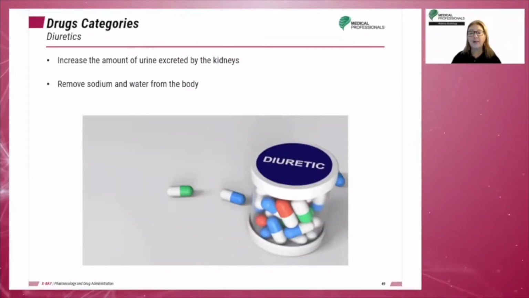Diuretics are drugs that increase the amount of urine excreted by the kidneys, thus removing sodium and water from the body. Diuretics can be used in conjunction with antihypertensive drugs for the treatment of high blood pressure. For example, furosemide or Lasix, is often used in the treatment of edema, which is associated with congestive heart failure, or CHF.